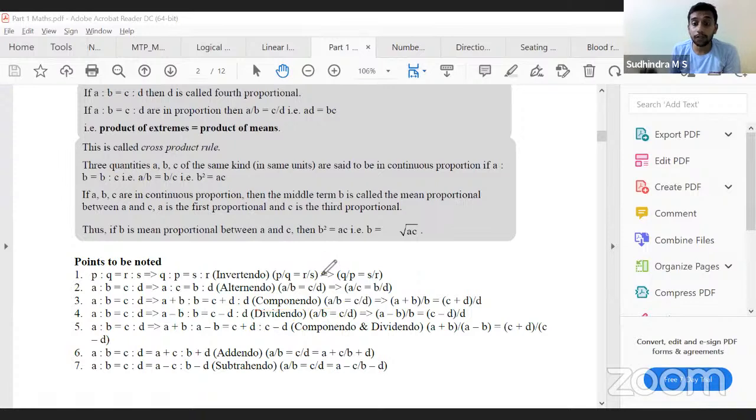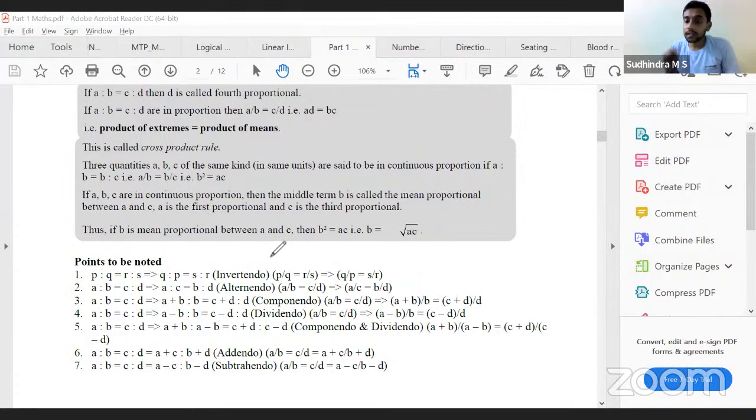Then the next one, dividendo. Even though it says dividendo, we are not dividing, we are subtracting. We should not get confused here. We are subtracting, same as componendo. Instead of addition, we are subtracting here. So we have A is to B as C is to D. We will write A minus B is to B, C minus D is to D. This is called dividendo.